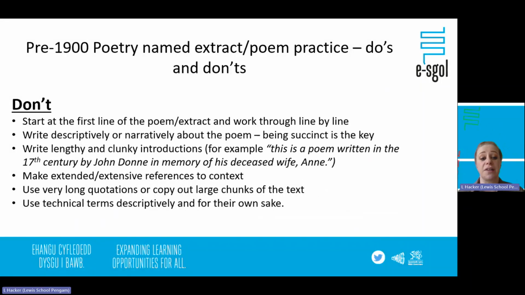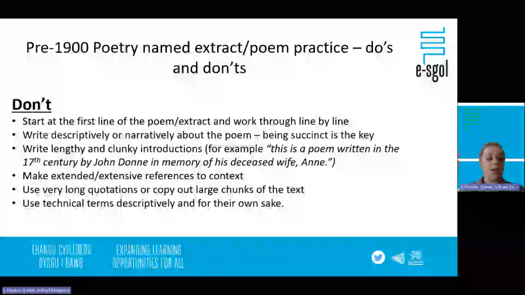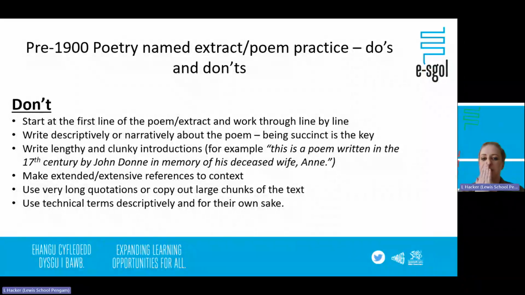Don'ts then. Don't start at the first line of the poem or extract and work through line by line. Remember, you haven't got time for that, and it's not going to be a purposeful use of your time. You need to be selecting 5, 6, 7 examples of what you've been asked to look at in the poem for this response. Don't write descriptively or narratively about the poem. Being succinct is the key. So don't just retell what's going on in the poem line upon line upon line. That's not going to get you any marks.